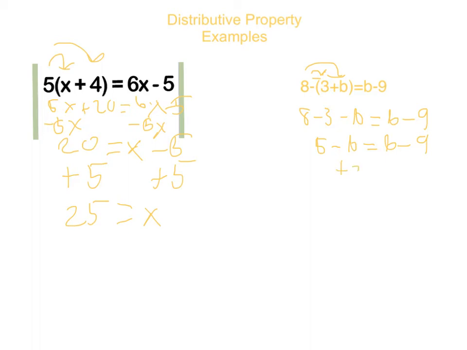Then you would add b to both sides. And since variables also have an invisible 1 in front of it, it would be 5 equals 2b minus 9. Then in order to isolate it, you would have to add 9 to both sides. It should be 14 equals 2b. Then you have to divide by 2. And you would get 7 equals b as your final answer.